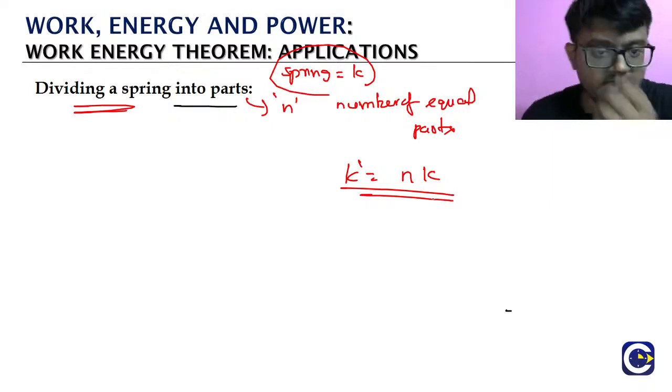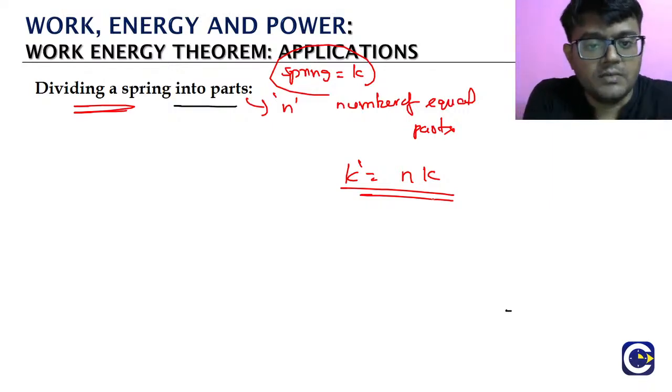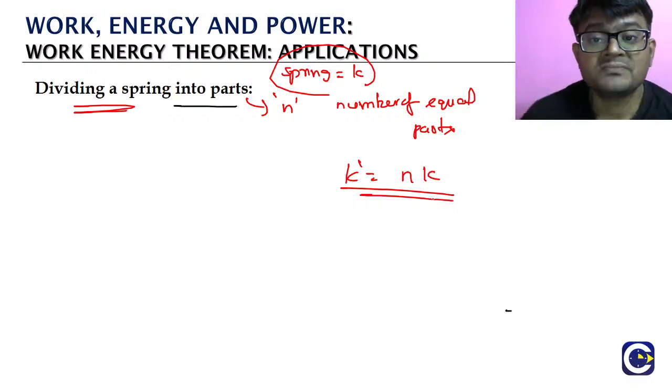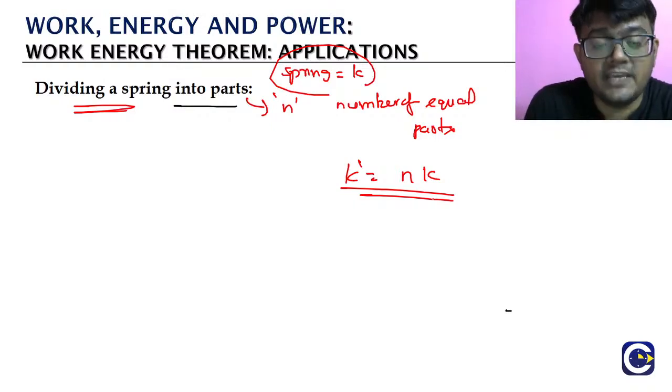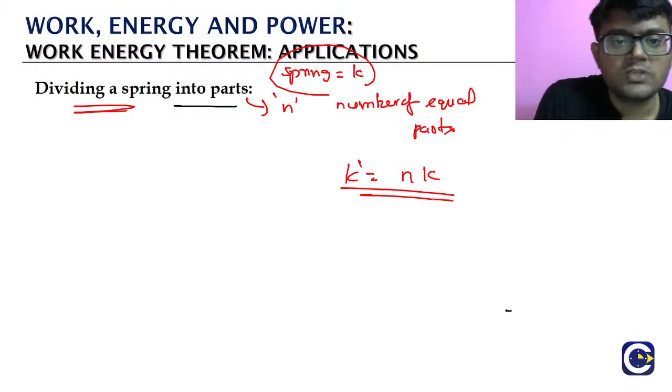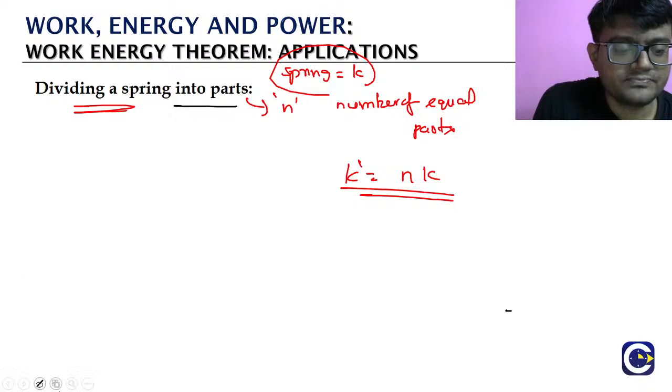This is a standard result. What did we see now? When we divide into two, each of them becomes 2k. If you divide this into three equal parts, each of them will become 3k. If you divide this into 10 equal parts, the spring constant of one part will be 10k each. Okay? So this is about dividing the spring into equal parts.